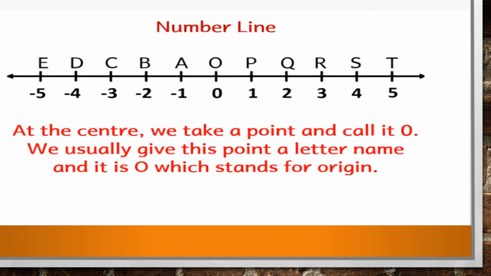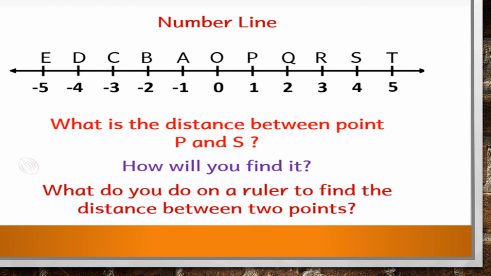At the center we take a point and call it 0. We usually give this point a letter name and it is O, which stands for origin. I've explained this in the very beginning. Okay. Now how will you find it? What do you do on a ruler to find the distance between 2 points? If you have a ruler, what do you do to find out the distance?